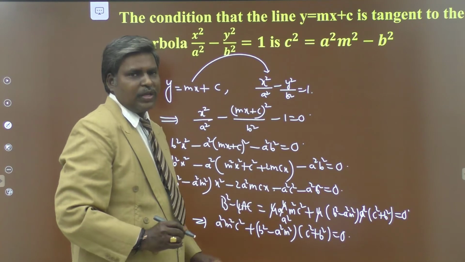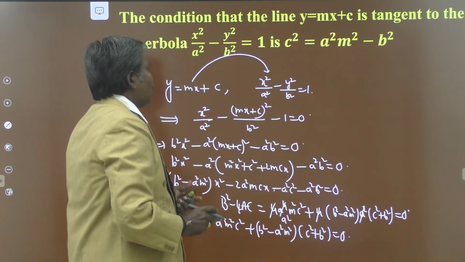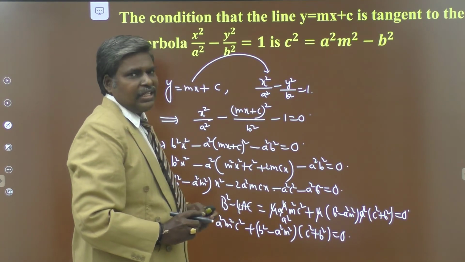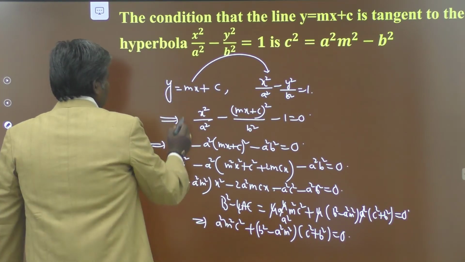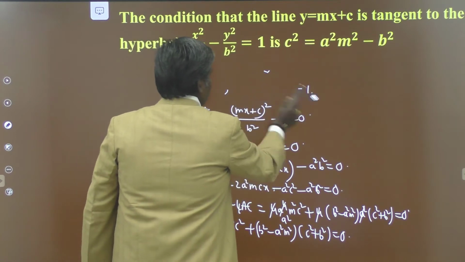On simplifying this, we get the condition that the line y equal to mx plus c is tangent to the hyperbola. Okay. Now let us try to erase this one.